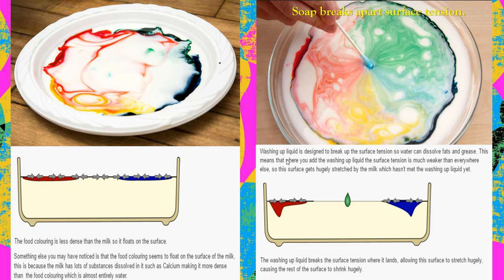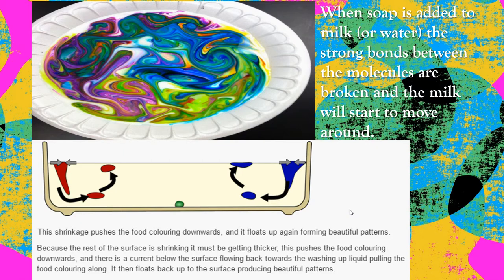The dishwashing liquid breaks the surface tension where it lands, allowing this surface to stretch hugely, causing the rest of the surface to shrink. So you're going to actually see one set gets wider and the other set will shrink, and you'll be able to make that observation. And it's very, very pretty. So the shrinkage pushes the food coloring downward. And what else brings things down to the center of the earth? Correct, gravity.